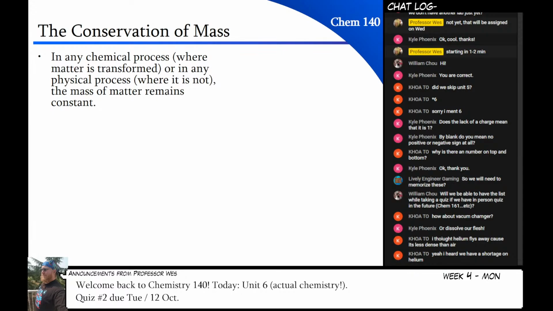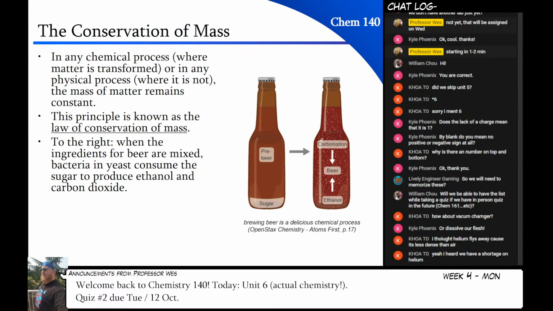Chemical processes. In a chemical process, matter may transform. In a physical process, it will not. But in both cases, the matter remains constant. As in, whatever you put into the container to invoke the change, or no change, depending on physical or chemical, you're still going to have the same amount of matter in there. So, I have an example from the 161 textbook.